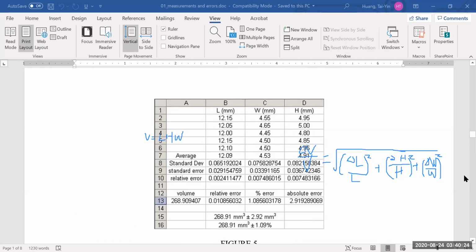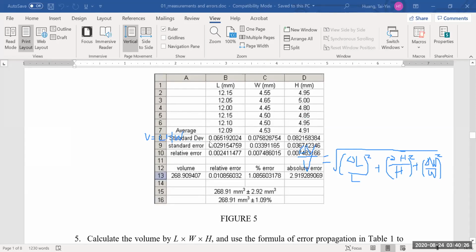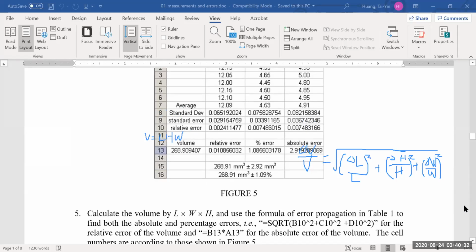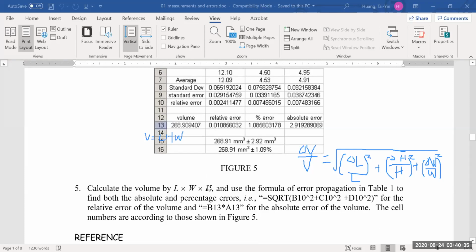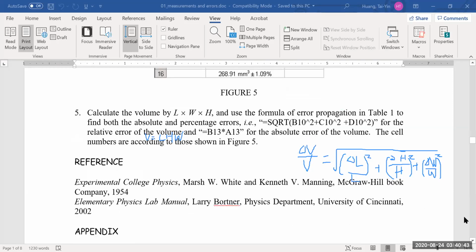And you want to organize your data very similar to this. In fact, when you organize your data similar to this table, if you just read through the instruction, it's going to tell you how to find the relative error of volume, for example. Okay, so that's basically what you're going to do.